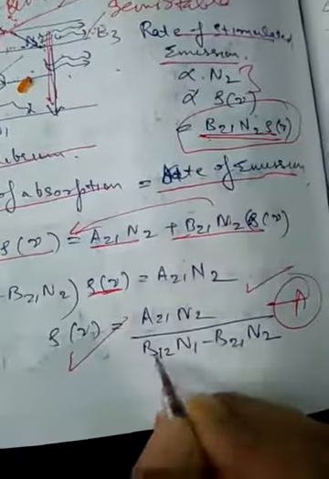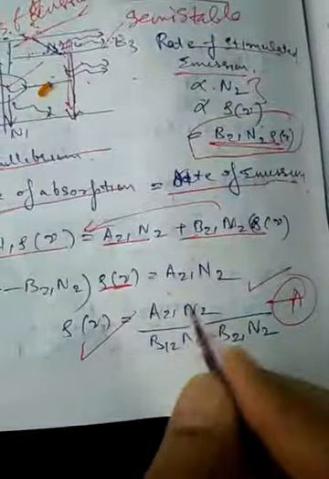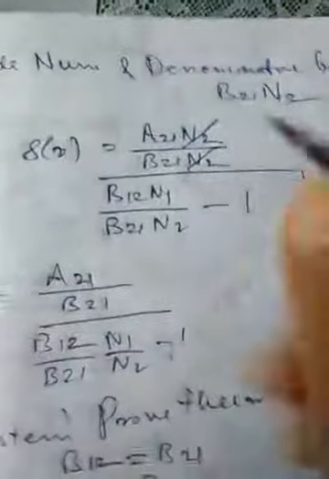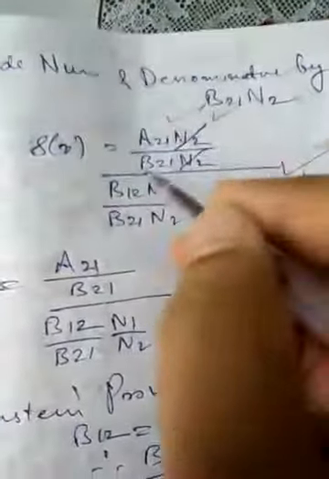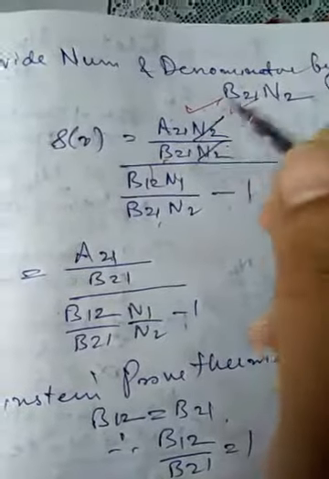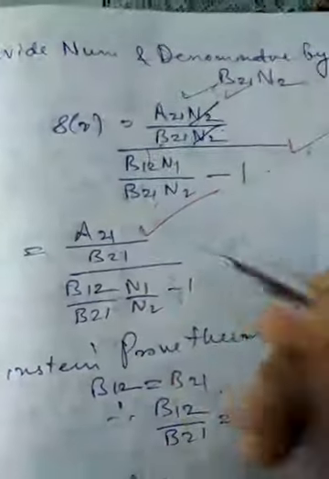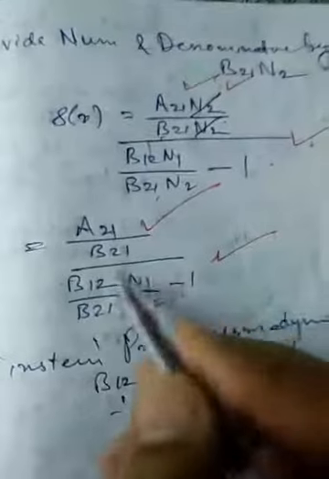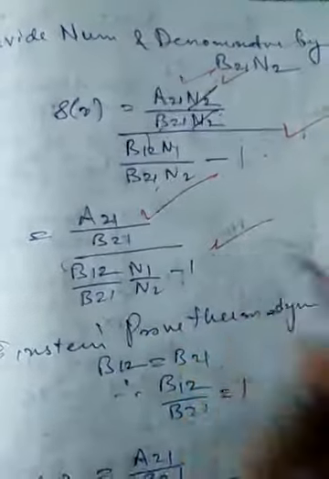Now this equation consists of A21 N2 upon B12 N1 minus B21 N2. Now we divide numerator and denominator by this factor. After division, we get a particular part of the equation like this: A21 N2 upon B21 N2. Now we cancel out the common factors, so we are left with this part and this part. So that is B12 upon B21, N1 upon N2, minus 1.